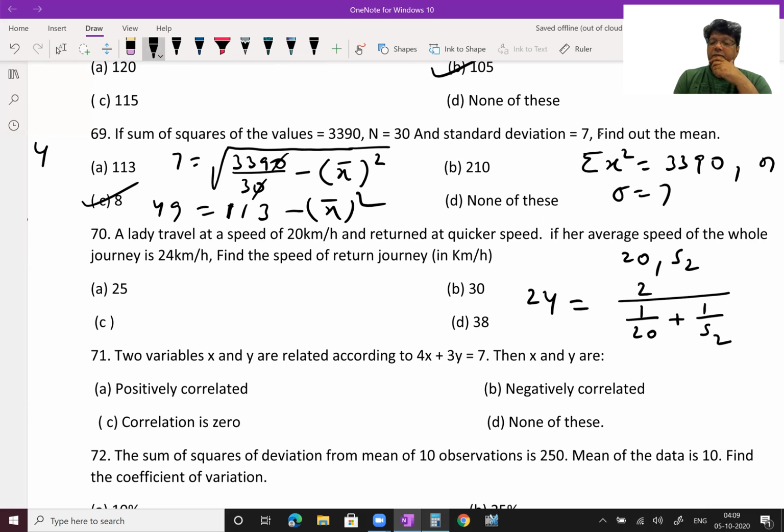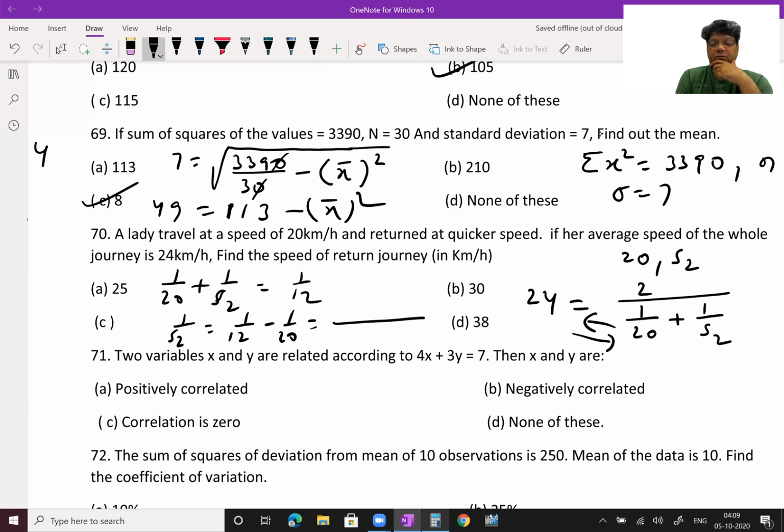This will cross multiply. So cross multiplying, what will happen? 1 by 20 plus 1 by S2 will come here, and 24 will go down there. So 2 by 24 will be 1 by 12. So 1 by S2 is equal to 1 by 12 minus 1 by 20.